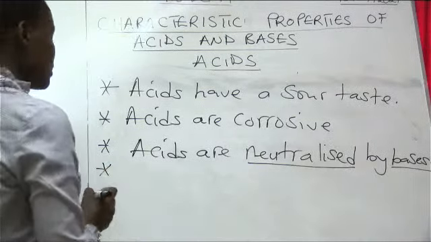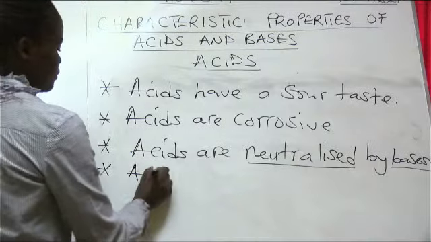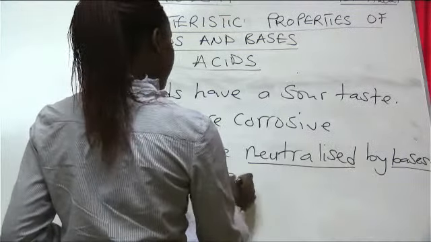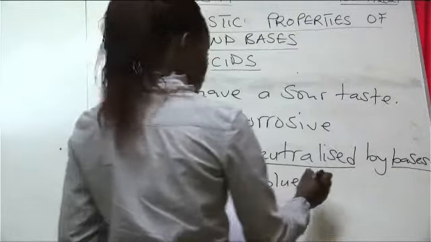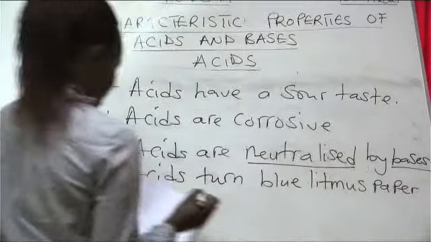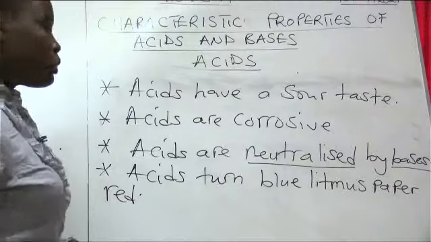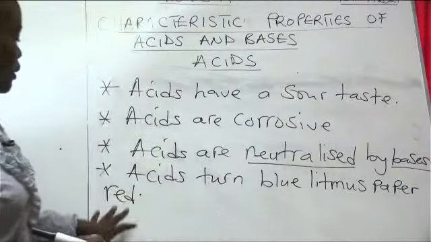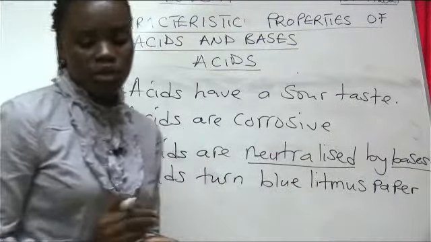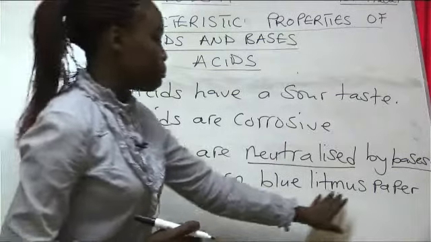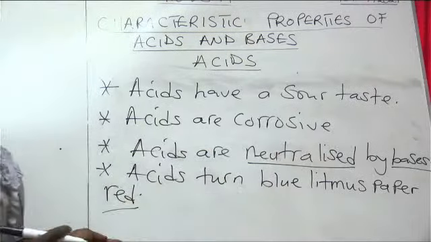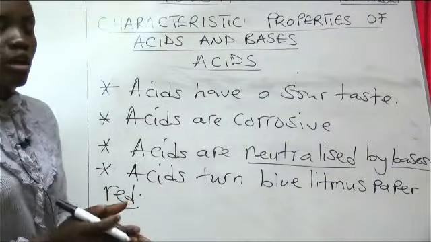The last but not the least is that acids turn blue litmus paper red. When school is open and you go back to class, you will be shown what a blue litmus paper looks like. It is blue in color. When you dip it in an acid, it changes from blue to red. So an acid turns blue litmus paper into red. That is also a characteristic of an acid.